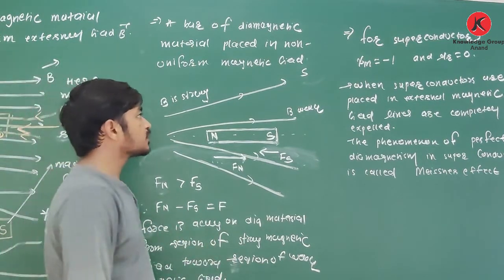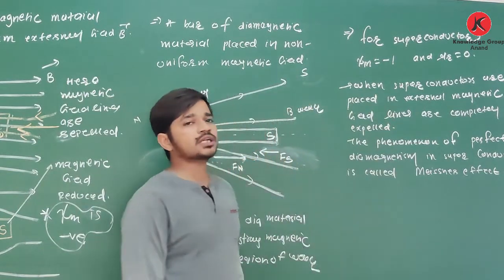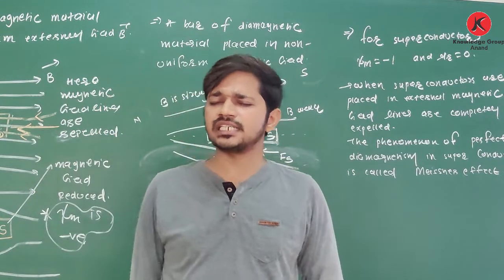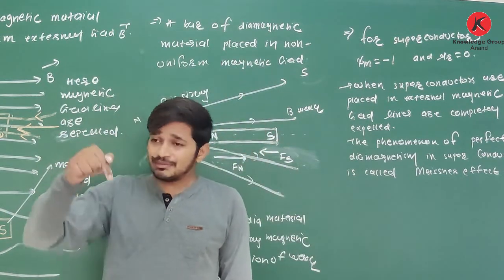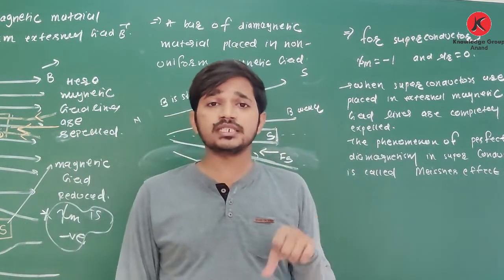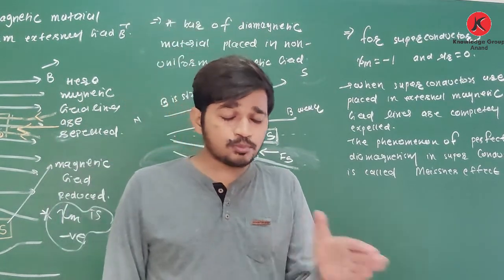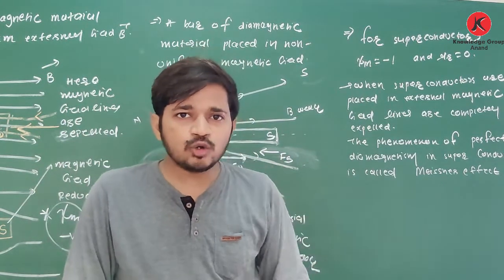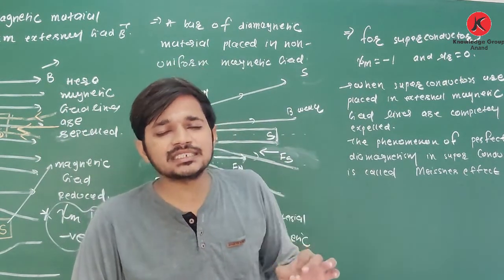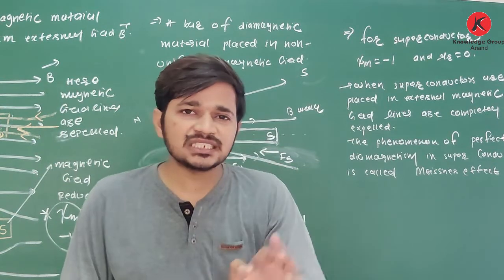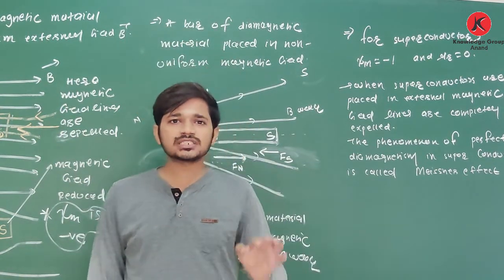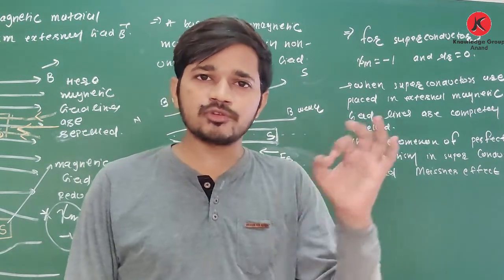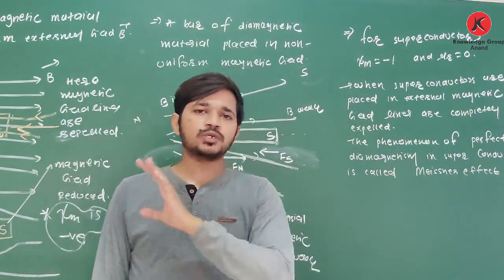Now one last point, for superconductors. What are superconductors? We know that as temperature increases, resistance increases. As temperature decreases, resistance also decreases. After some point, below some particular temperature, the resistance of a conductor becomes zero, and such a conductor is called a superconductor.